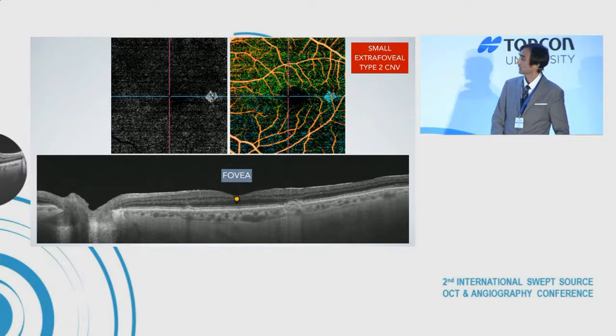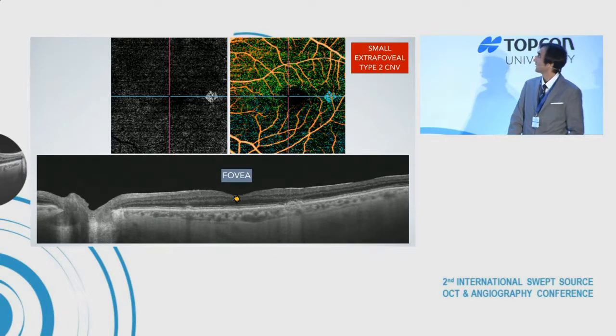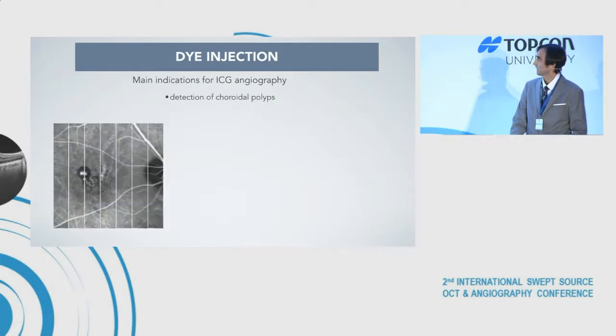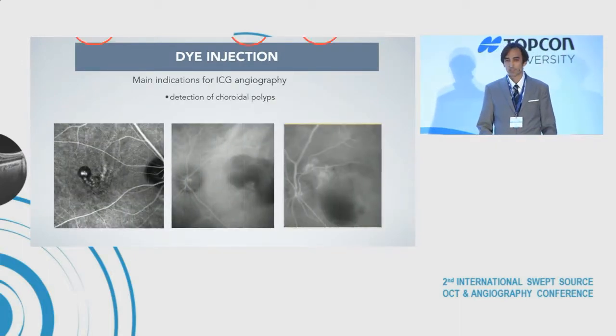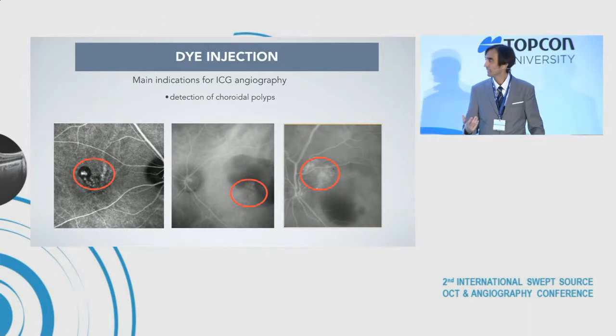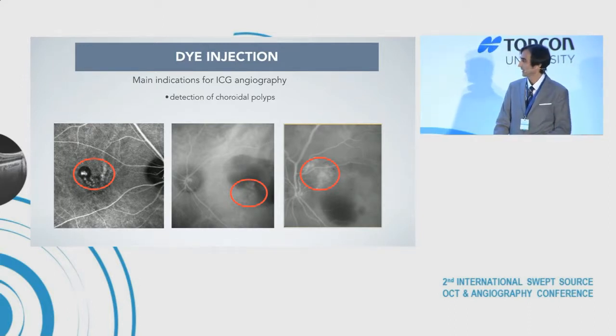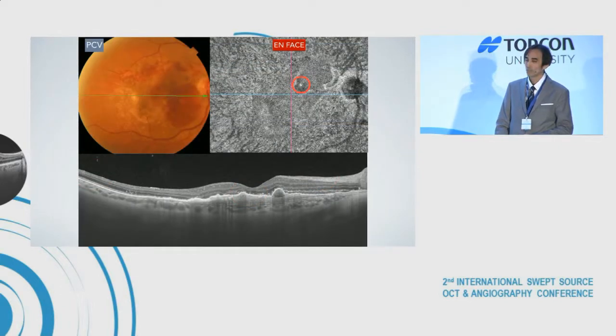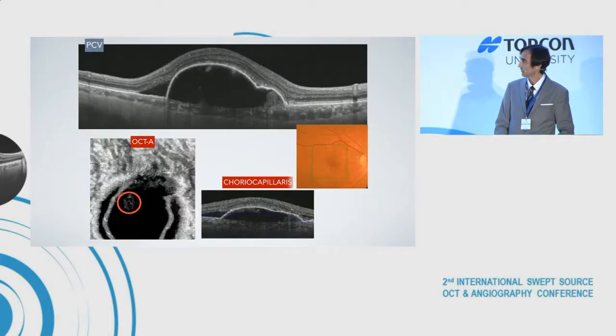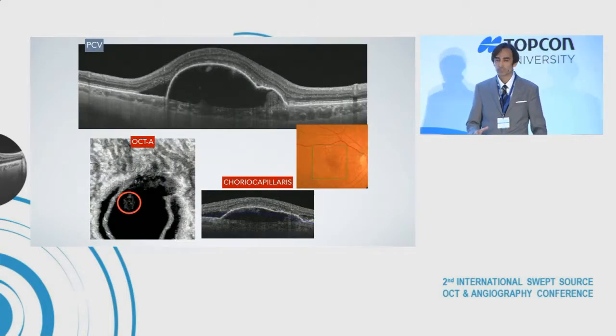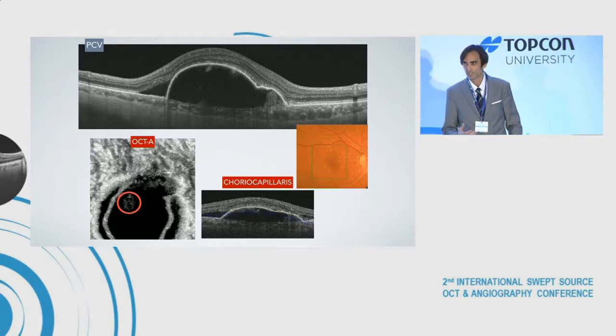In this case, you can see it's a very small extrafoveal type 2 CNV, and it can be very nicely assessed only with OCT angiography without dye injection. The same for ICG angiography. We know that ICG angiography is the gold standard to detect choroidal polyps, and it's very useful in many patients. But nowadays, with multimodal imaging, and with OCT angiography in the choriocapillaris layer, it's possible to detect the polyps as well without dye injection.